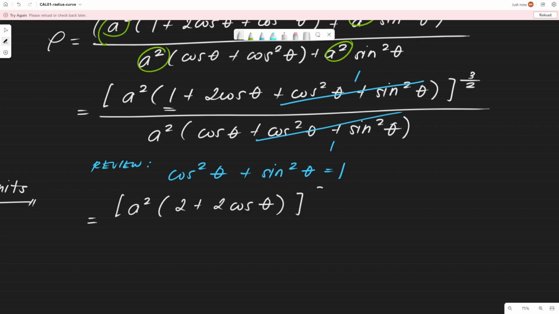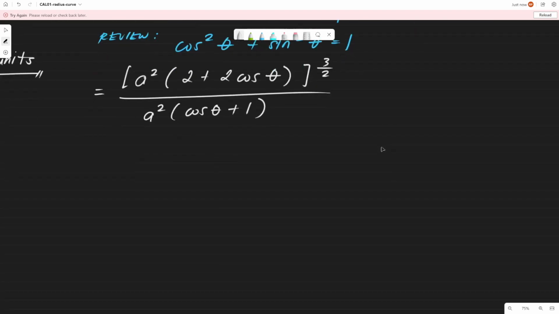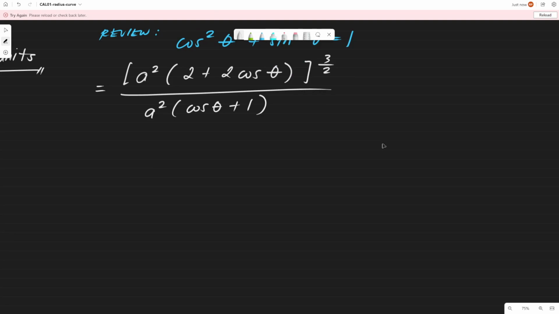Okay? Raised to 3 over 2. Of course, nandun pa rin yan. Di pa naman natin dinidistribute. Over a squared times cosine theta plus 1. Okay? So, yan na yung ating simplified expression. Next step, let us distribute our exponent.